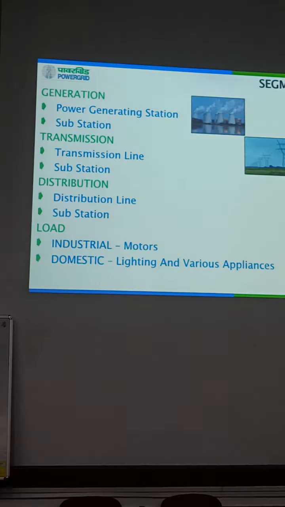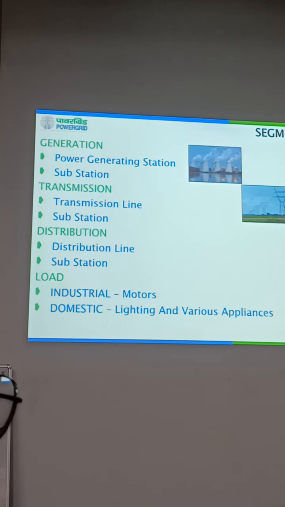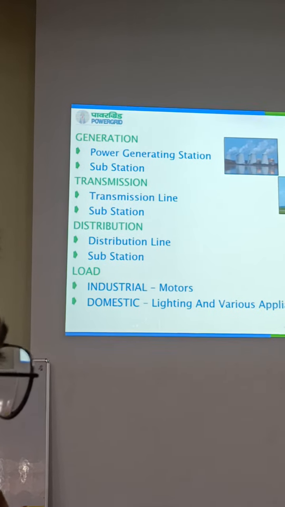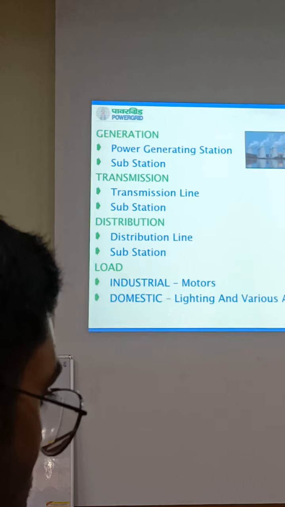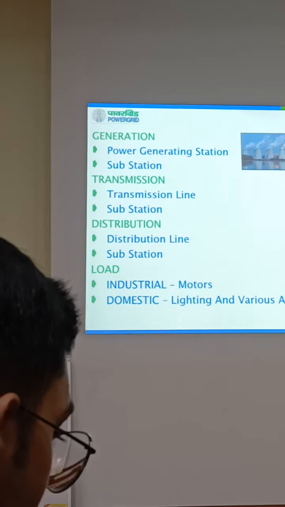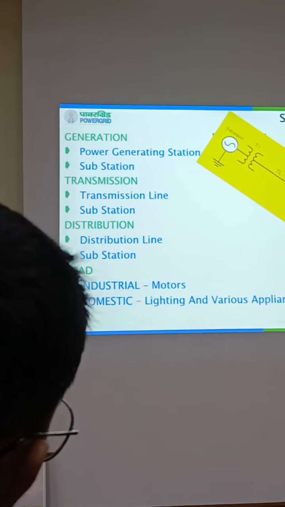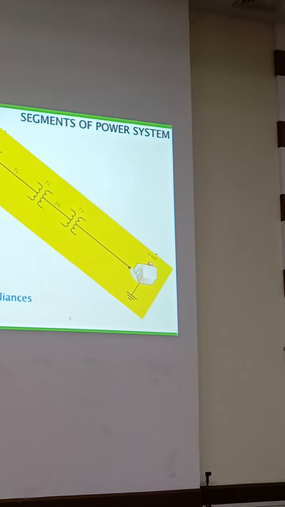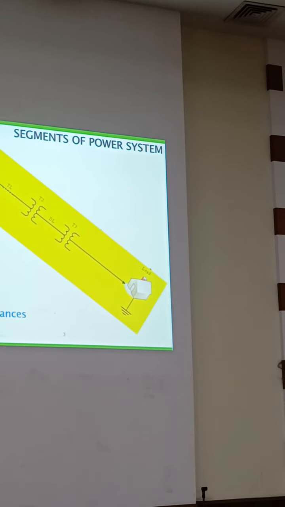Now we see that in every segment of the power system, substation is there. In the generating station also substation is there. In the transmission system also substation is there. In the distribution system also substation is there. This is a single line representation of the power system. You will find the generation, transmission, distribution and load.